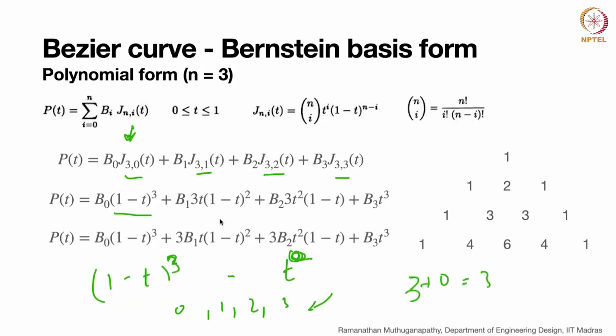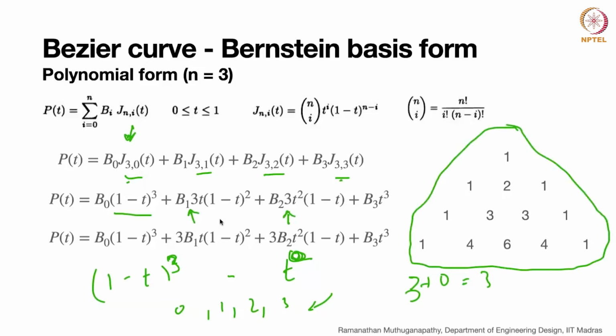Okay, so if you have 1 minus t square, then that term has to be t and so on. So you can see that J30 will be 1 and J33 will also be 1. And then this coefficient, if you compute, it will be 3, and this coefficient also will be 3. Okay. So these coefficients, if you think of it, will follow this picture. What is this picture? It's a Pascal's triangle.